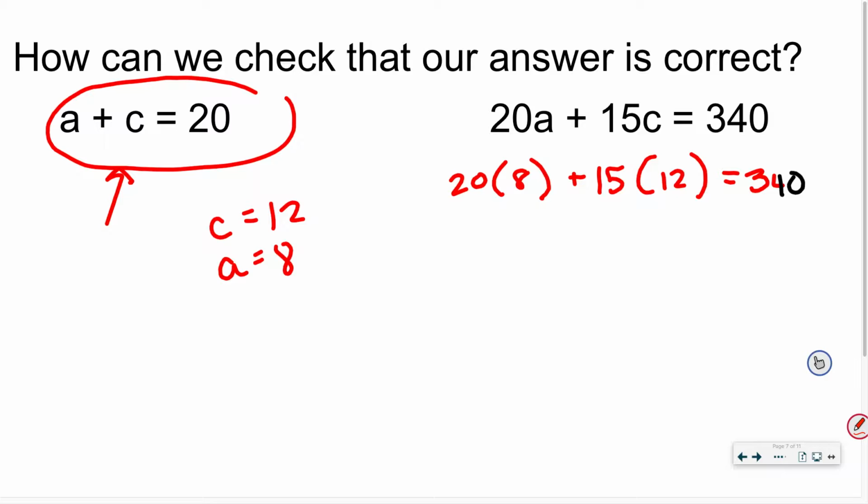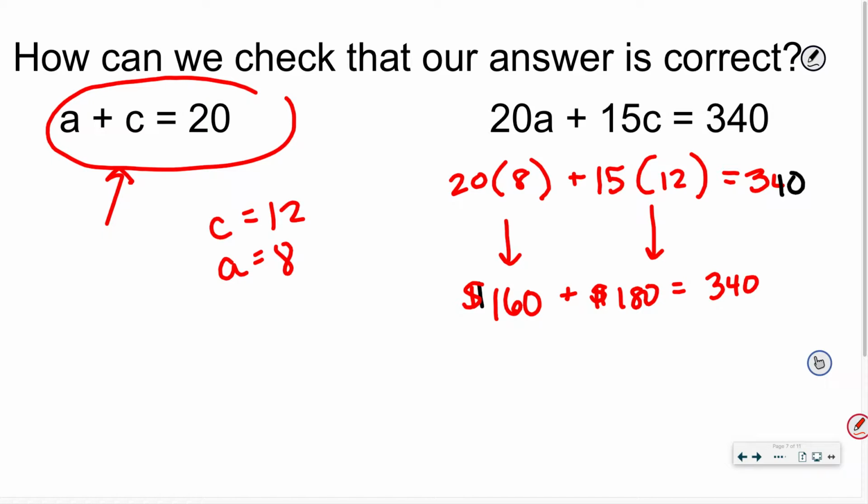So you can try both equations here. How much would all of the adult tickets have cost if it was $20 for 8 tickets? $160 for adult tickets. And how much for the kids' tickets? 180. Does 160 plus 180 equal 340? Yes. So we're good. It works in both. Woo.